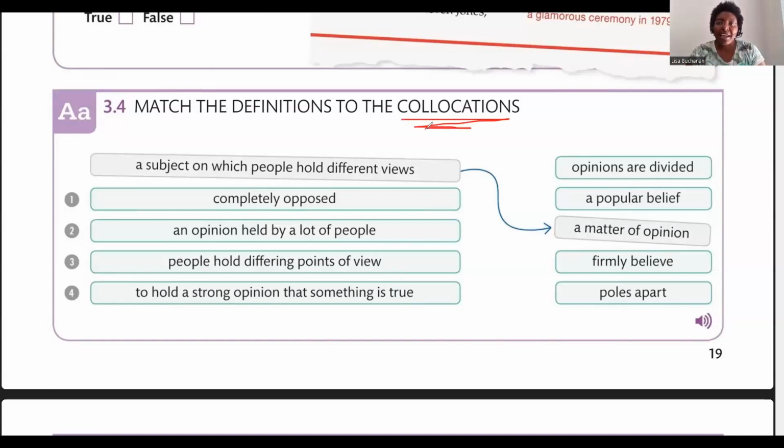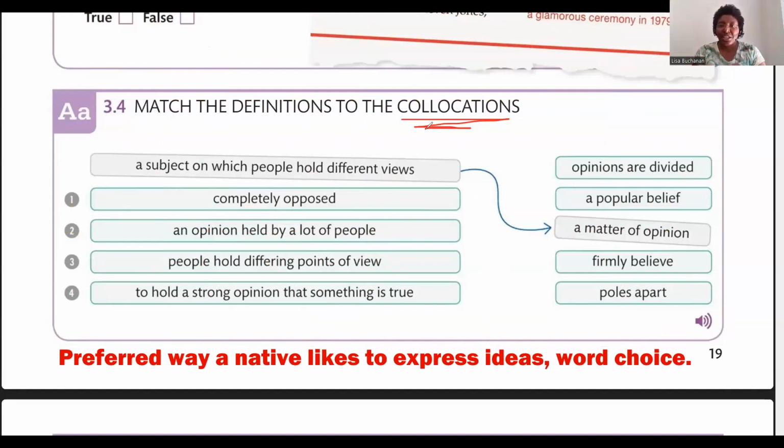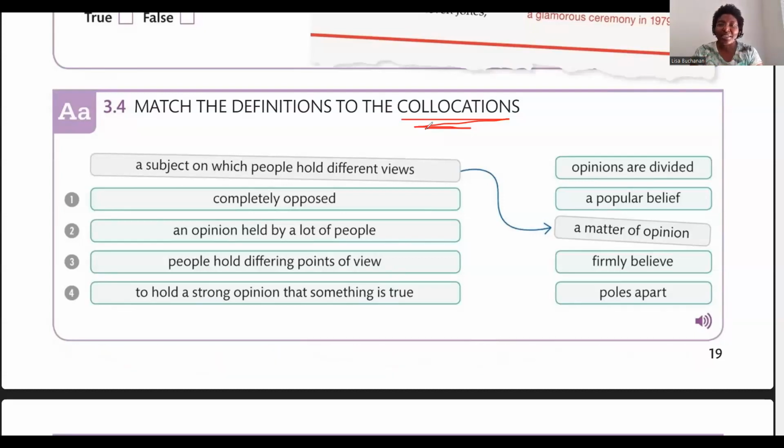Collocations are a preferred way that a native likes to express things. It's about word choice. You can say something in English that is not grammatically incorrect, but it's not the preferred way that a native would say something. So that's a collocation.